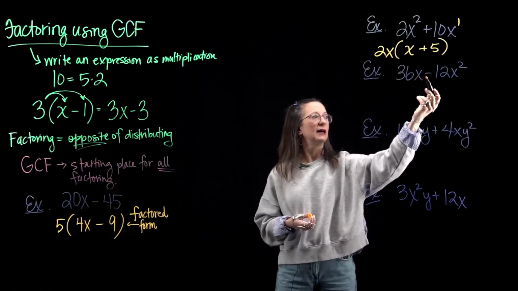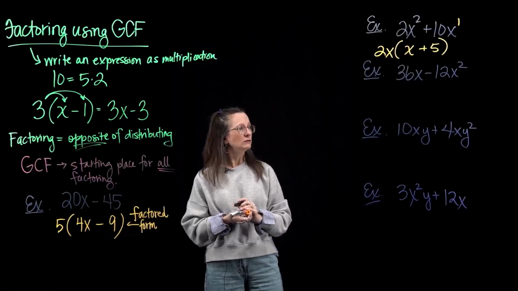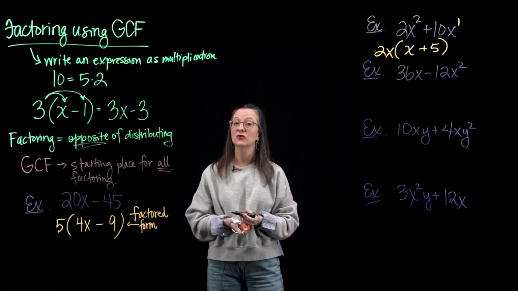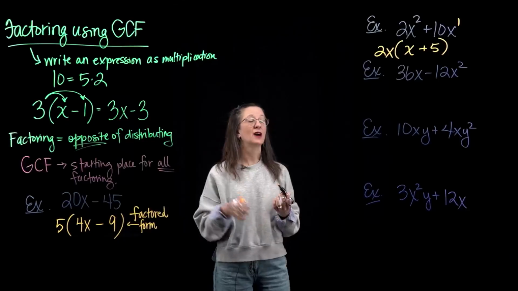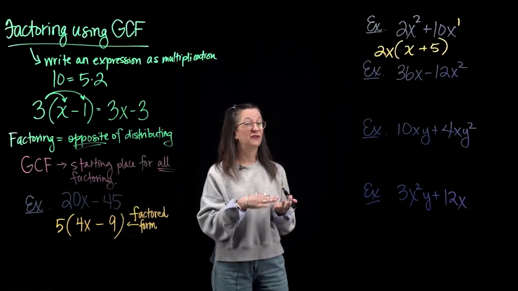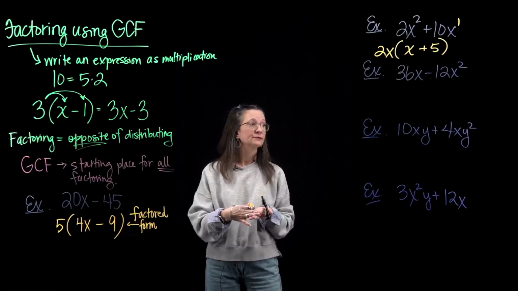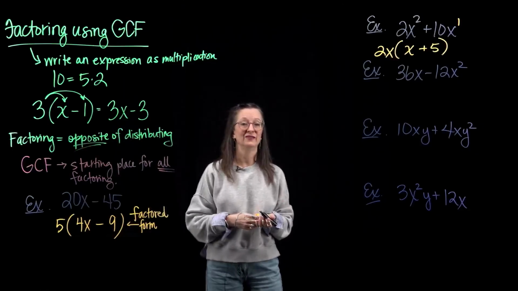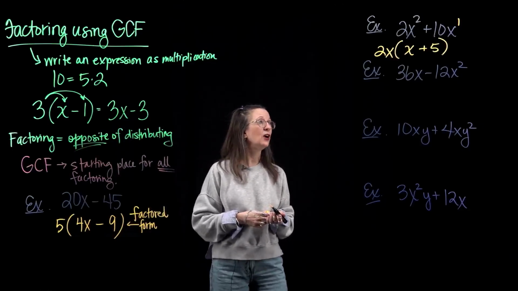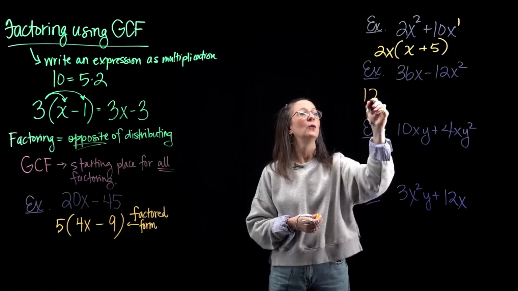36x minus 12x squared. Well, 36 and 12, they have several common factors. They have a common factor of 2, of 4, of 6, and 12. We want to take the largest, the greatest common factor that they share. So the greatest common factor between 36 and 12 would be 12.